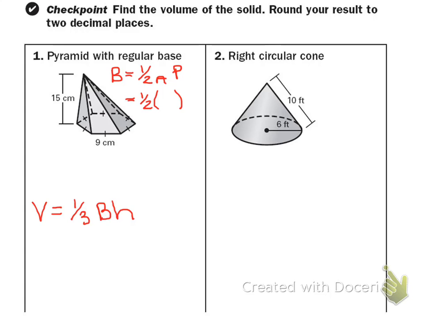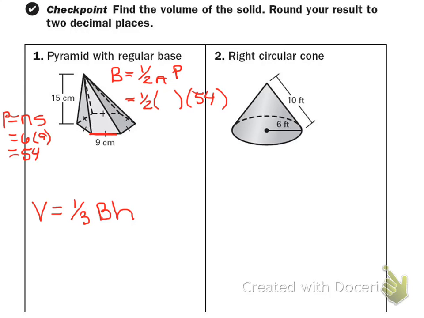We'll need to find our apothem and find our perimeter. Since it's a hexagon and each side is 9, to get the perimeter, number of sides times length of a side. The number of sides is 6. The sides are 9 centimeters long, so our perimeter is 54.